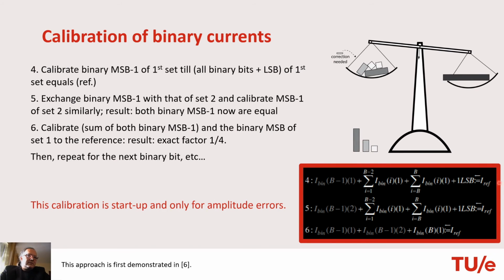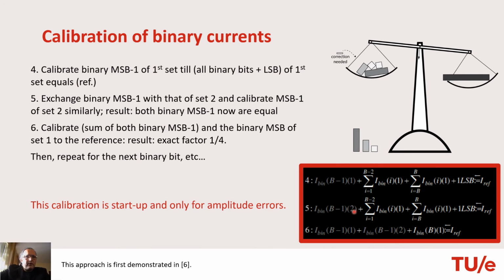So how to calibrate the next bit, MSB -1, is illustrated here. The initial steps are the same as before, so on one side of the scale we connect all the currents of the first set, and then on the other side the reference, and we will change only the MSB -1 until the current comparator changes its sign. When this happens, we will remove MSB -1 of the first set, and at its place we will connect MSB -1 of the second set, of the second DAC cell.